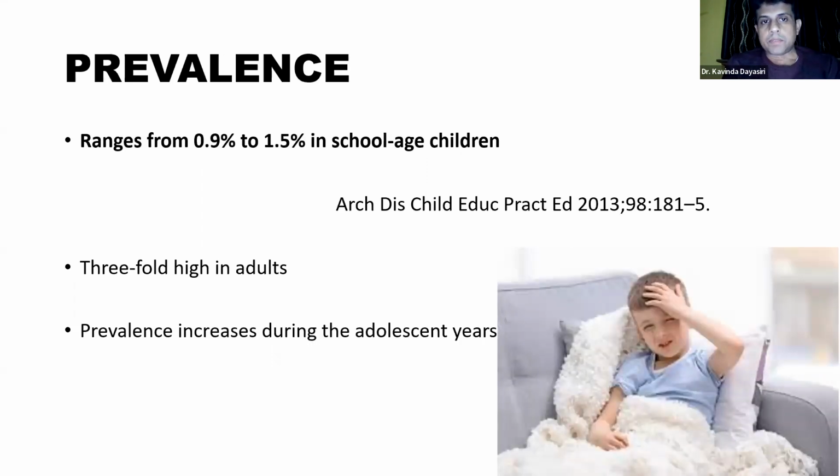So if you look at the prevalence of chronic headache, excluding acute headache, the prevalence ranges from 0.9% to 1.5% among school-age children. And among adults, the prevalence is threefold higher, which means as you grow old and in your teenage years, the prevalence is likely to rise, and this is likely to be more problematic in the teenage years.